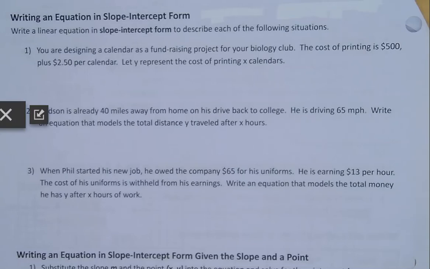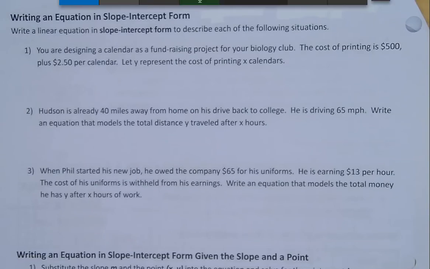This is a continuation of our Unit 4, Day 2 notes, and today we're talking about writing equations of lines in slope-intercept form. So we've gone over some of the notes already, but now we're going to look at some scenarios that are written out. So basically these are word problems.